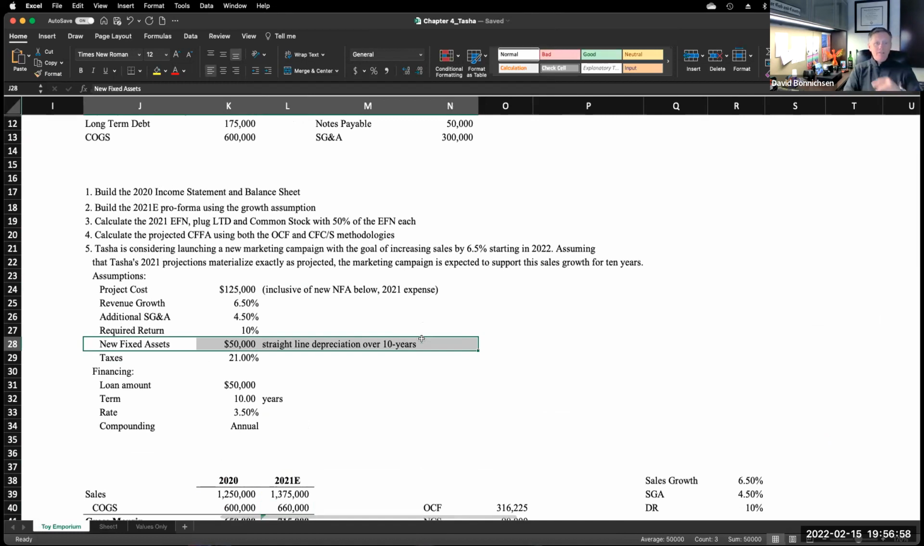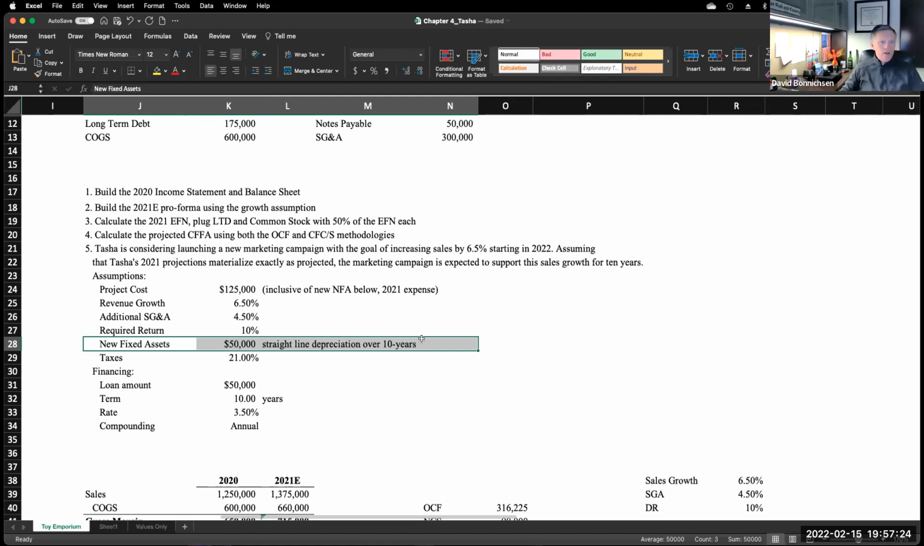We're going to need to buy $50,000 of new assets, right? And it tells us straight line depreciation over 10 years. So what does that give us in terms of that line item? It adds 5,000 per year. We get to depreciate $50,000 over 10 years, equally straight line. Okay, this is just taking you back to AC 201.